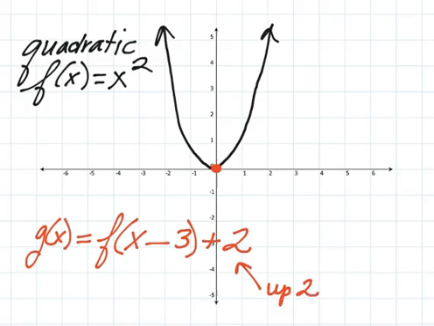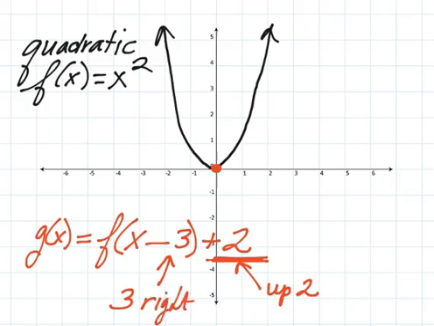Anytime you add something on the end of a function that's not part of the function, you're going to shift, you're going to slide, you're going to translate the function up. If that were a -2, what do you think we would do? You would translate it down. All right, now let's look right here. If this end part is up and down, well then obviously this is left and right. So this is 3 right.